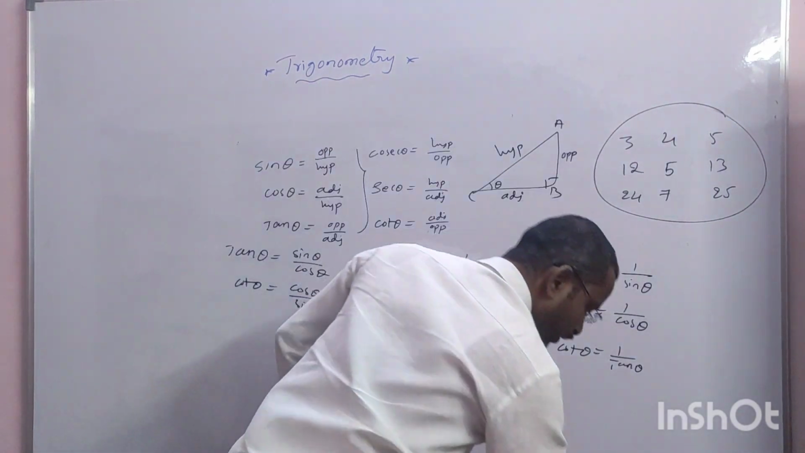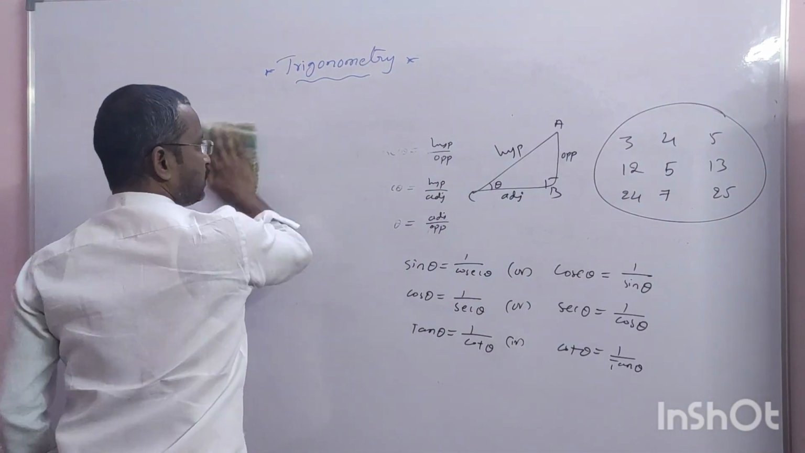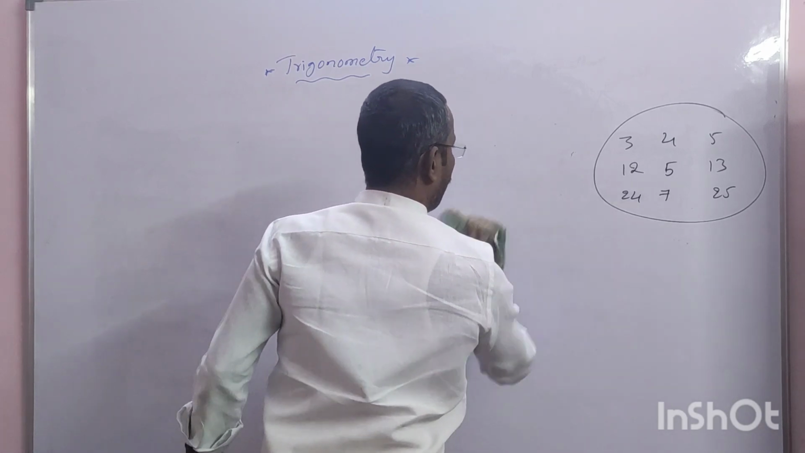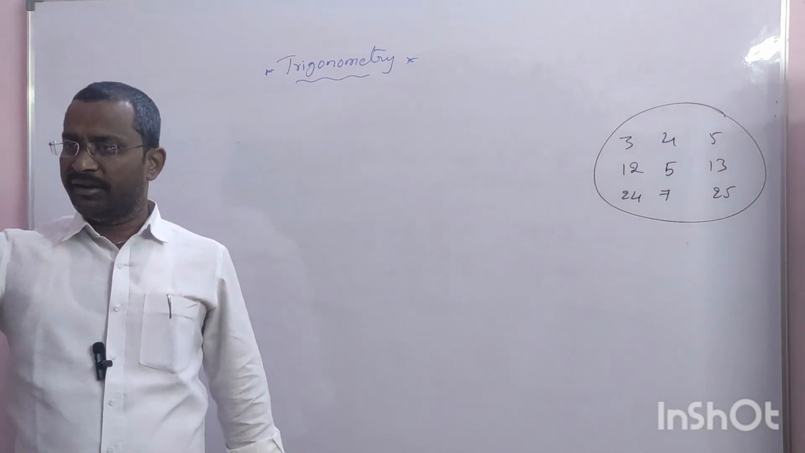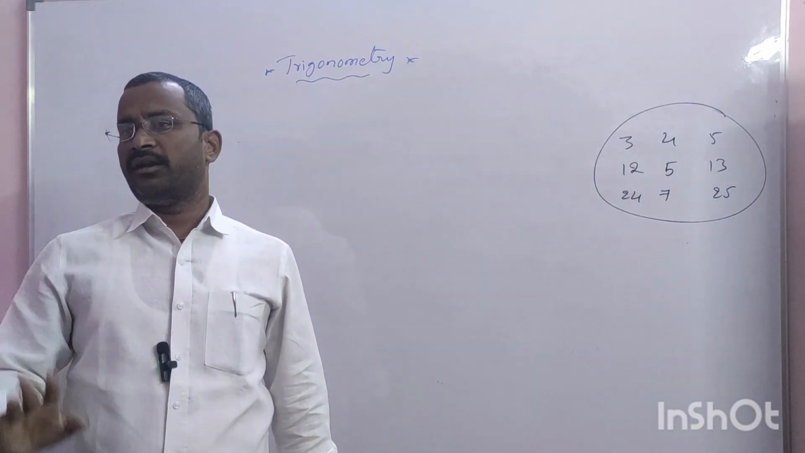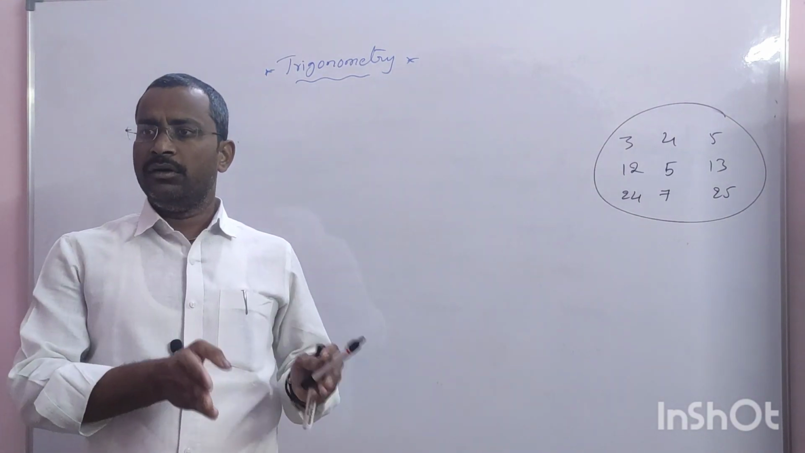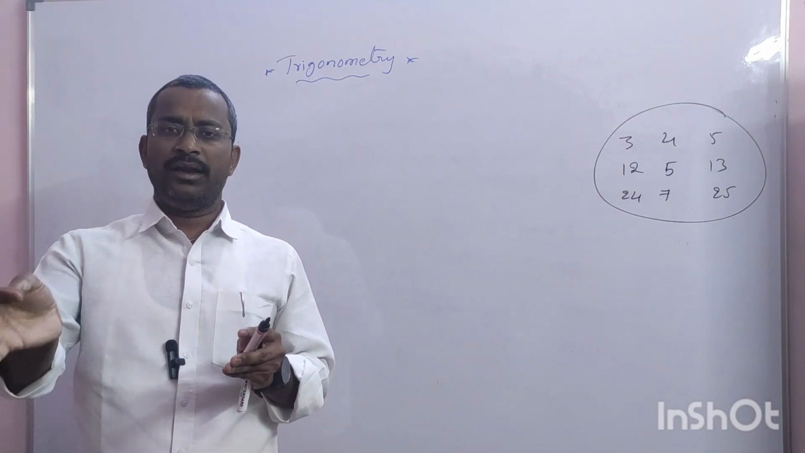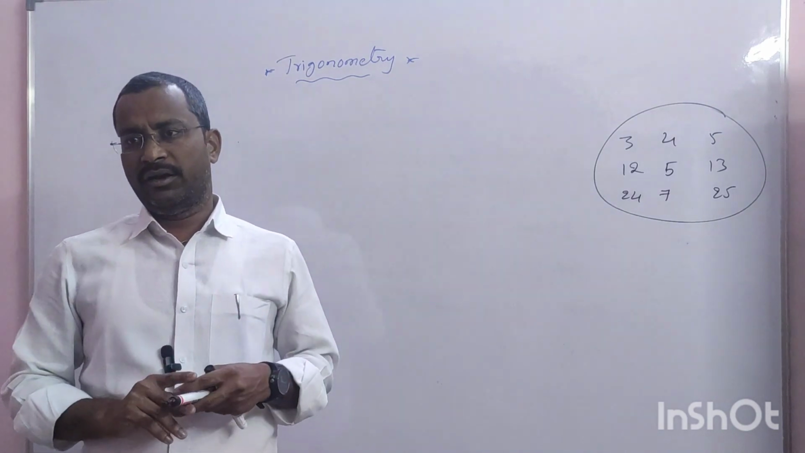Whenever you are doing problems, the trigonometry chapter is divided into 4 parts. First part is ratios, second part is known angles like 0 degrees, 30 degrees, 45 degrees, 60 degrees, 90 degrees, third part is complementary angles, and fourth part is identities.